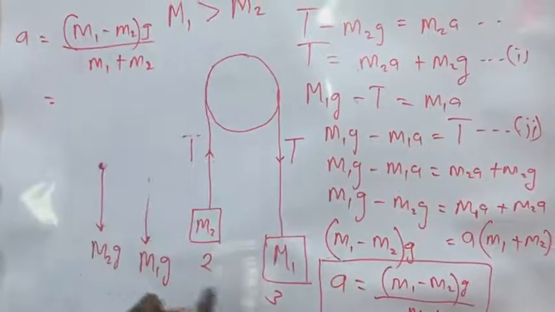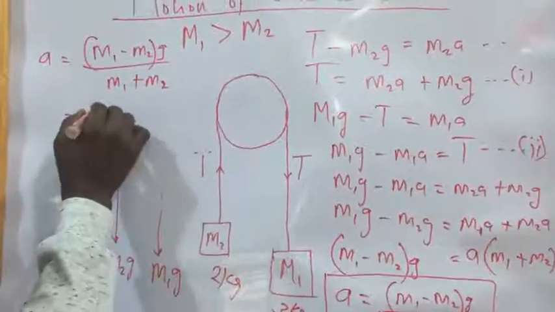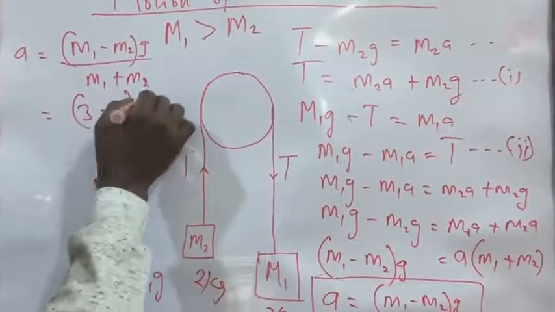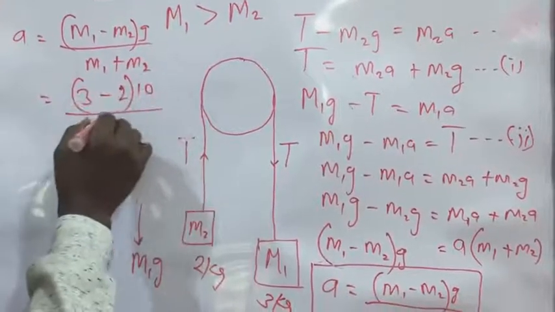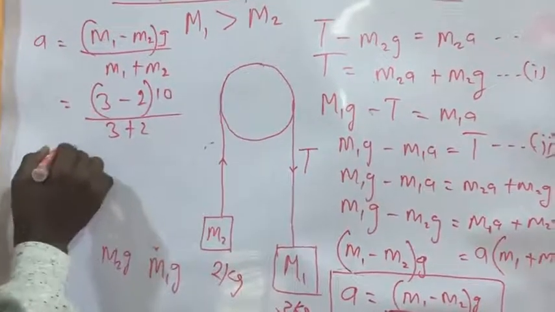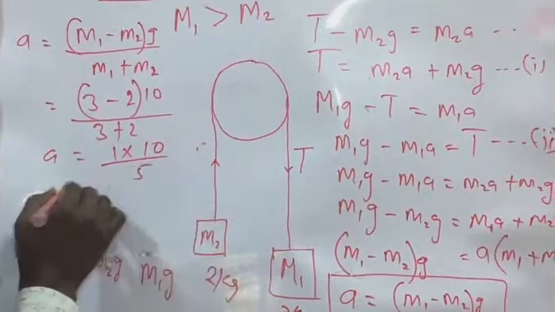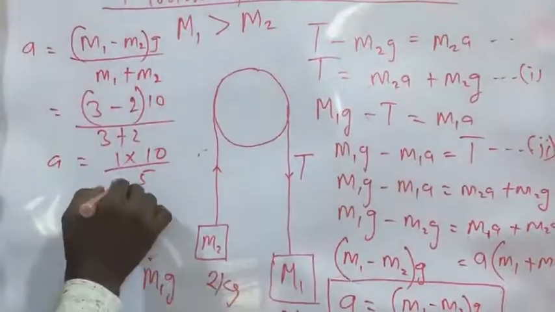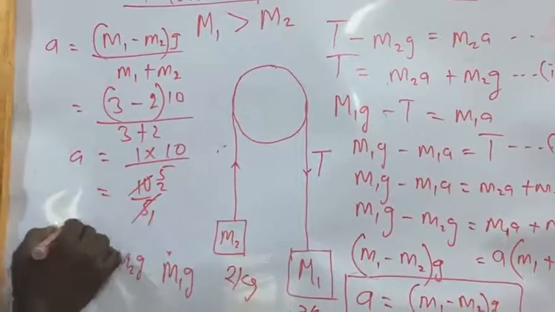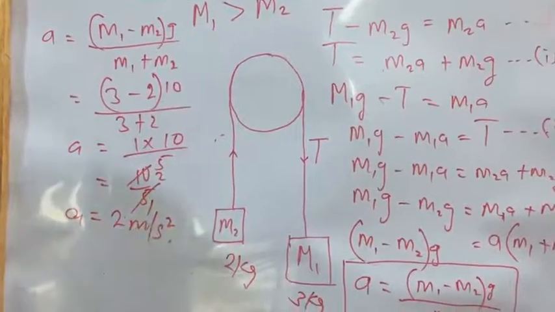This gives me, what is M1 in kilogram? M1 is 3, M2 is 2. G is 10, and M1 plus M2 is 3 plus 2. So what do I have? A is equal to 1 times 10 over 5. I have 10 over 5, 5 here 1, 5 here 2. A is equal to 2 meters per second squared.